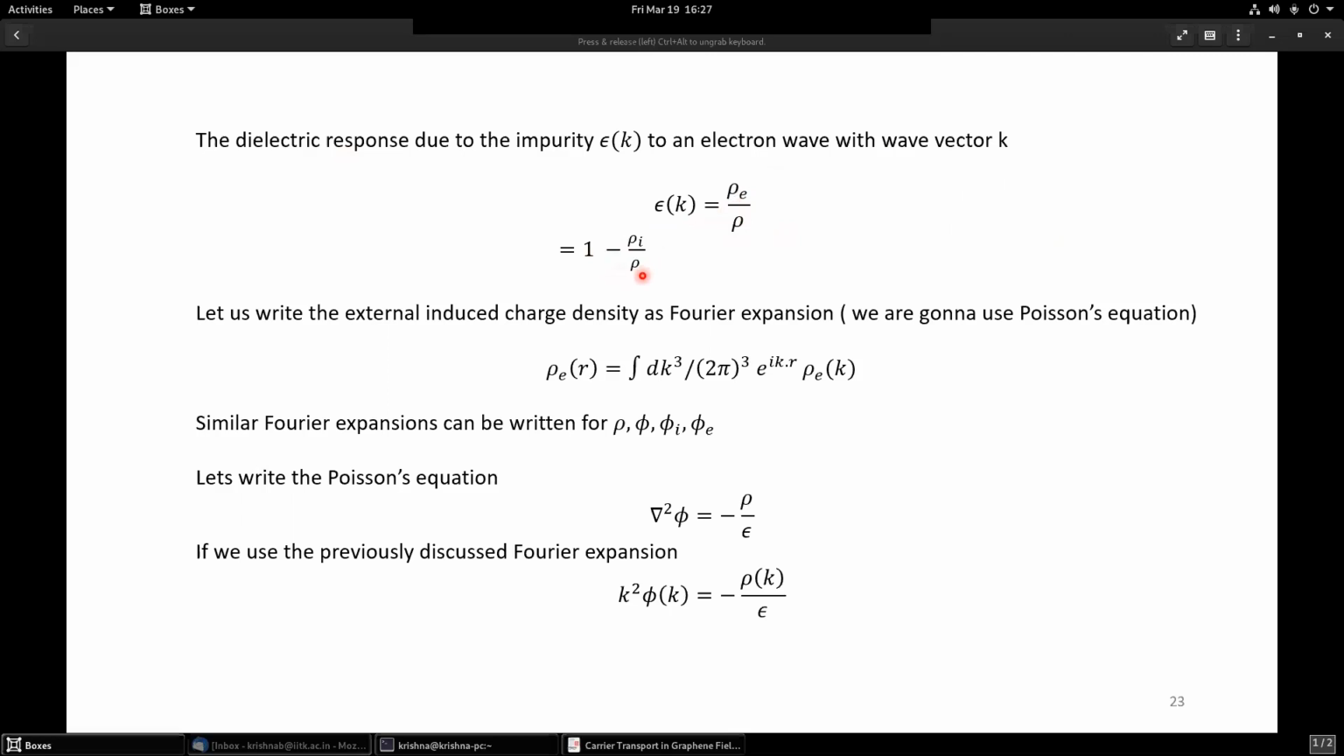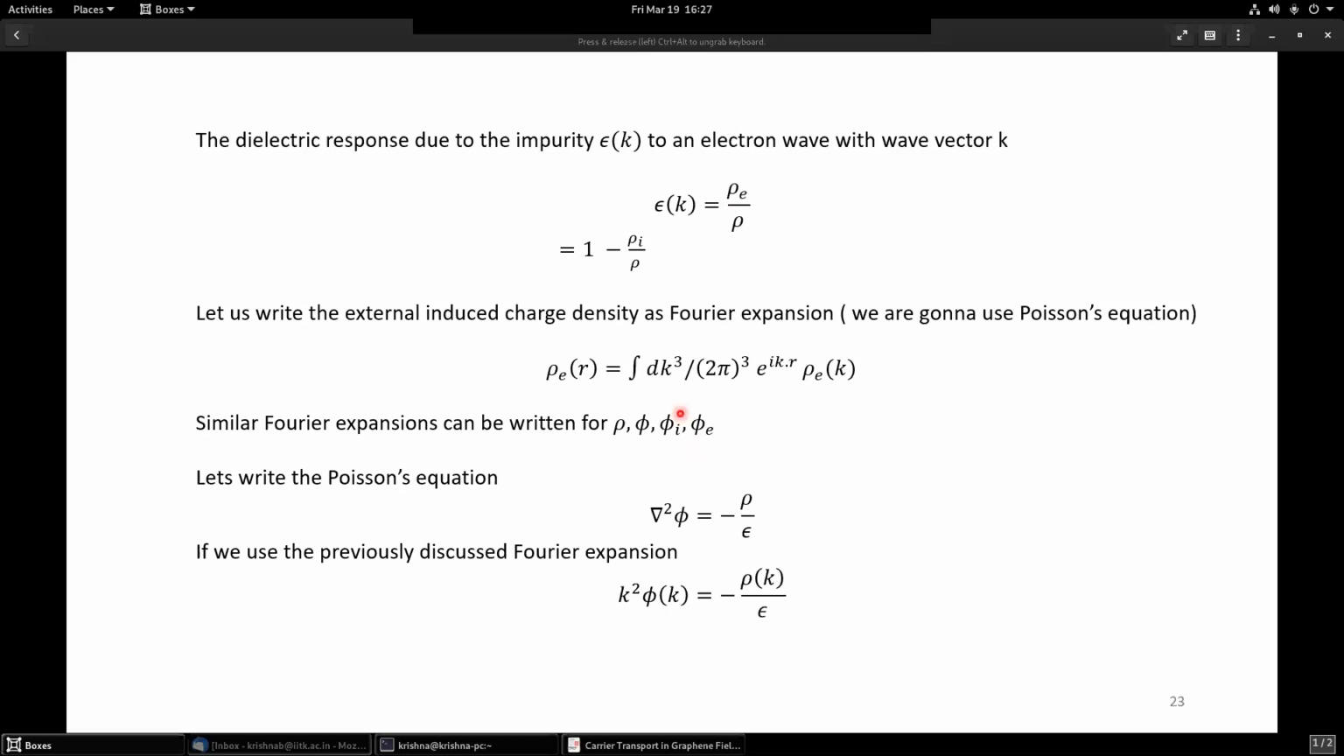So the important problem that we have to see is how the dielectric responds to this external charge density, which is to find what is the induced charge density. So how do we calculate the induced charge density? We use Fourier expansions. This is the simple Fourier expansion. The external charge density rho e of r is written by some Fourier coefficient times these plane waves. You can write similar Fourier expansions for the total charge density rho, total potential psi, induced potential psi I, and the external potential psi e. Once again, external potential means the potential due to the charge density that I've introduced.